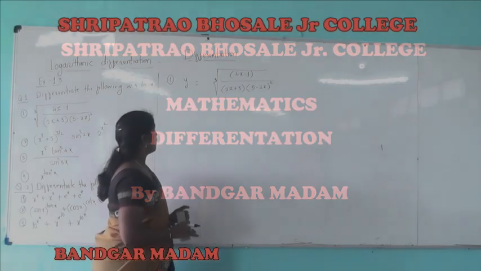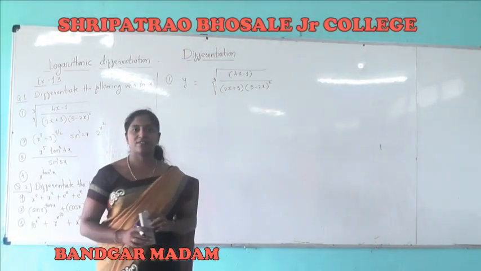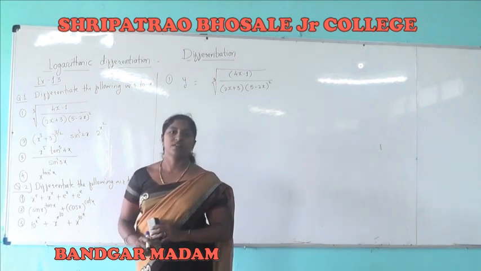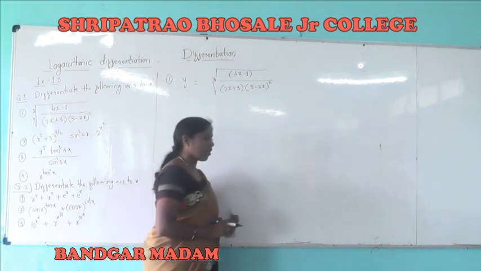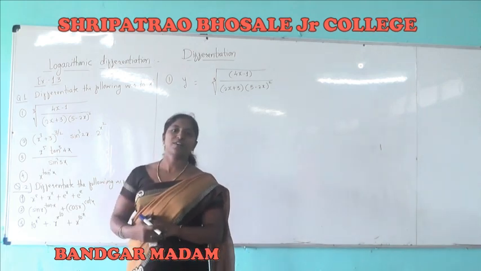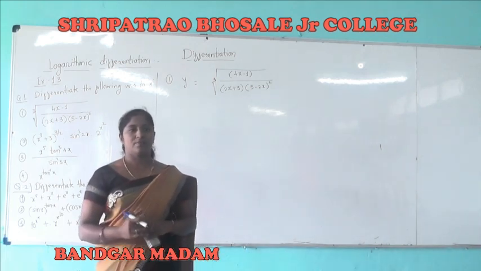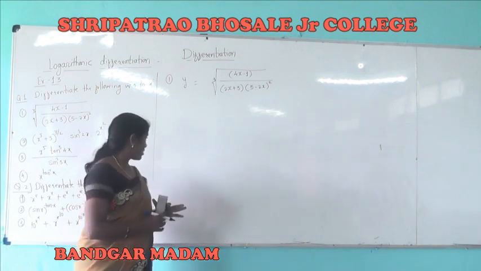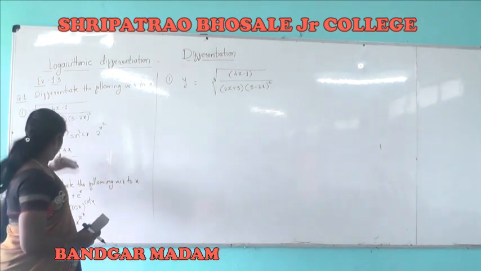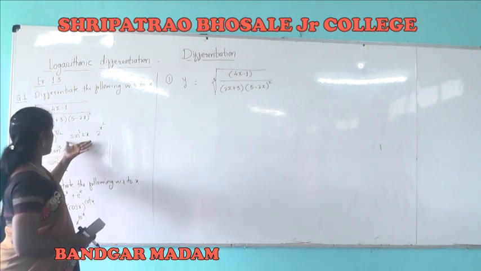Today we are going to solve some of the examples of exercise 1.3, which depends on logarithmic differentiation. We use logarithmic differentiation if there is a function raised to a function form, or a product of a number of functions, or a quotient of a number of functions. This type of examples we are going to solve.